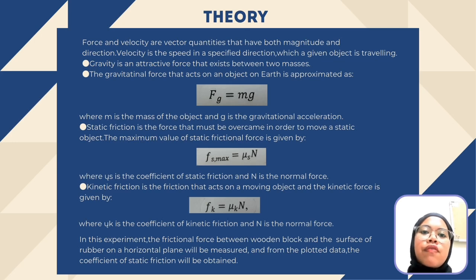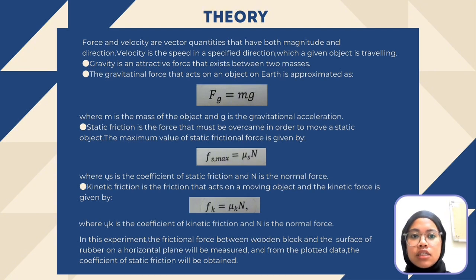For the theory, force and velocity are vector quantities that have both magnitude and direction. Velocity is the speed in a specified direction in which a given object is traveling. Gravity is an attractive force that exists between two masses. The gravitational force that acts on an object on Earth is approximated as Fg equal to mg, where m is the mass of the object and g is the gravitational acceleration.